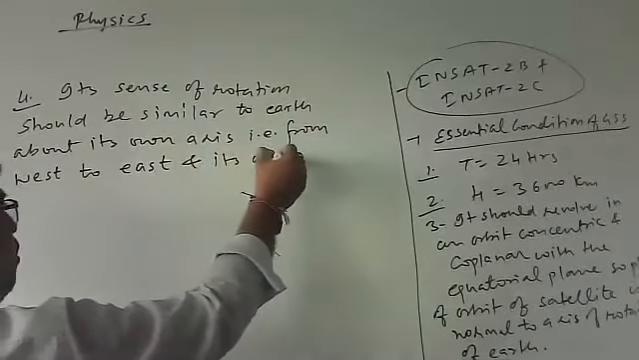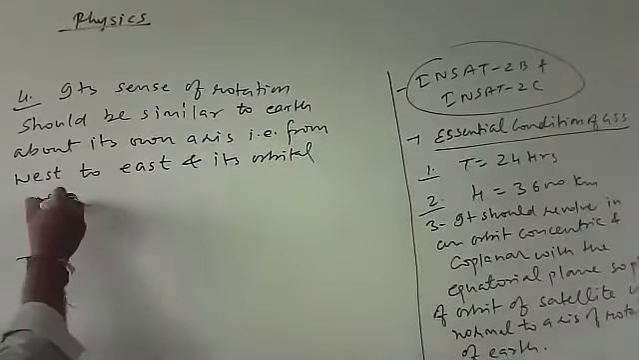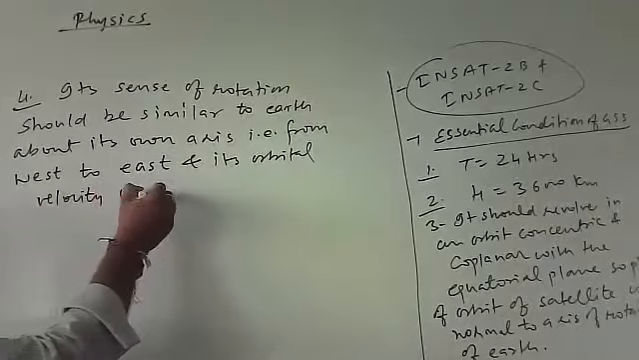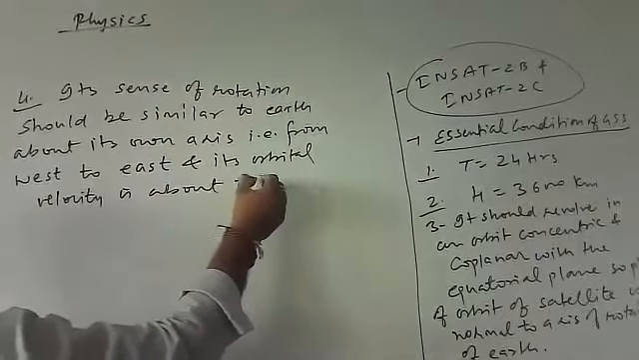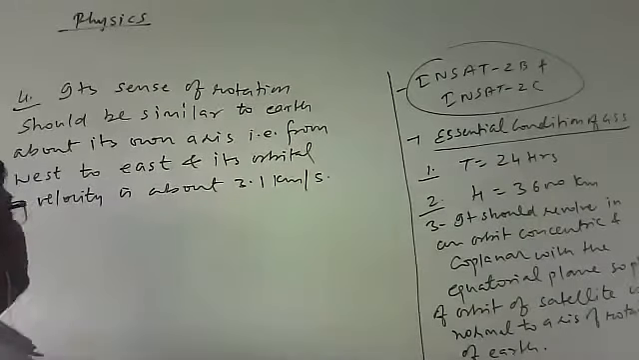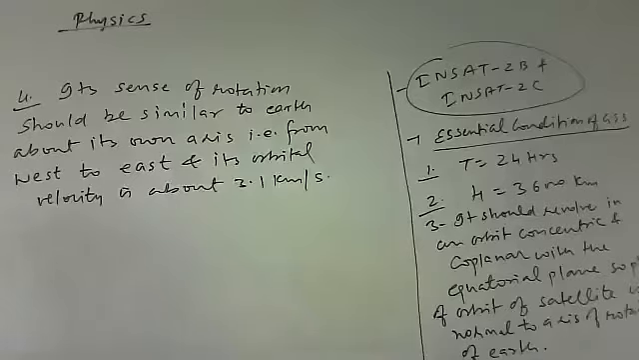And its orbital velocity is about 3.1 kilometers per second. These are the essential conditions for GSS.